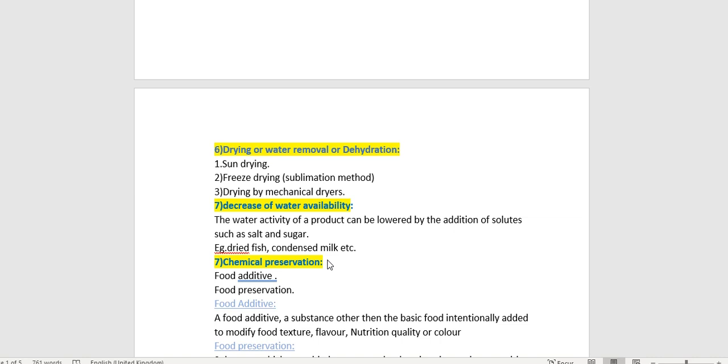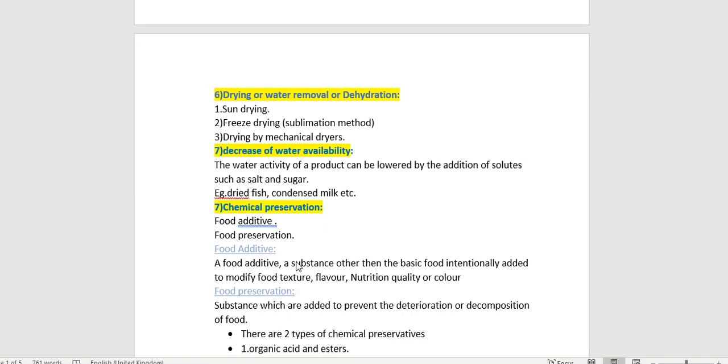By using the chemical preservatives, that is chemical preservation. Very often, a number of chemicals, either singly or in combinations, are intentionally added to the foods to obtain a desired quality or prolong the shelf life. These chemicals are broadly classified into two types.